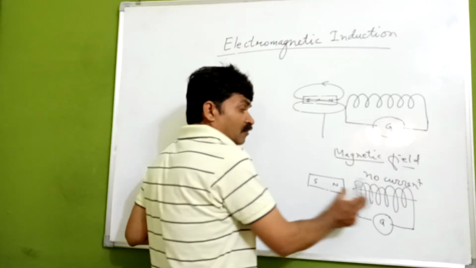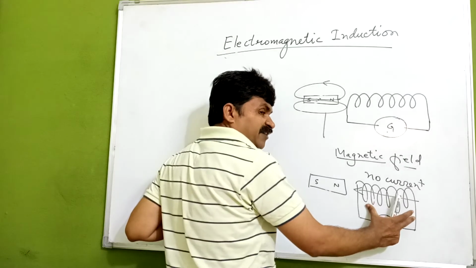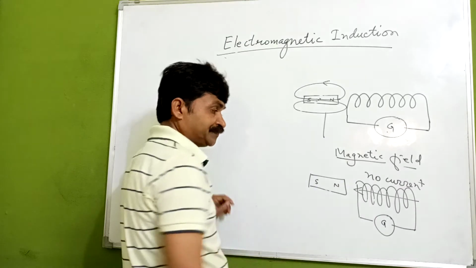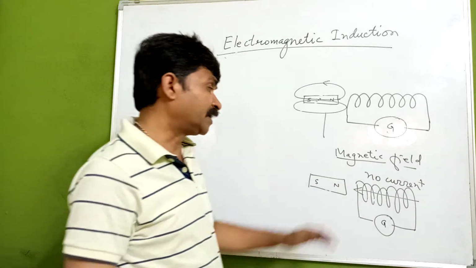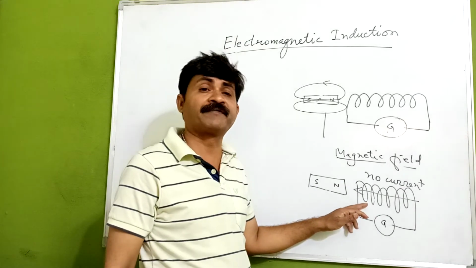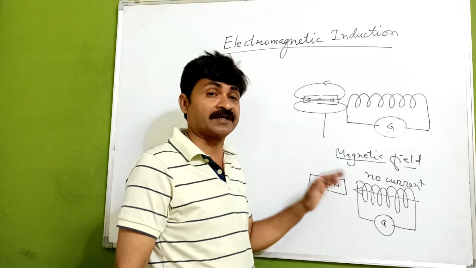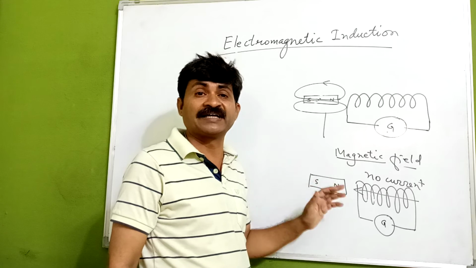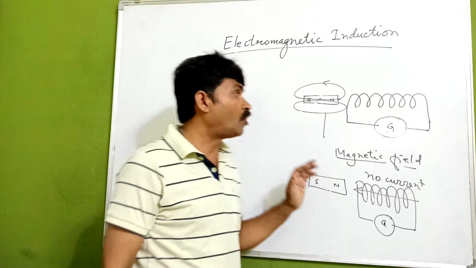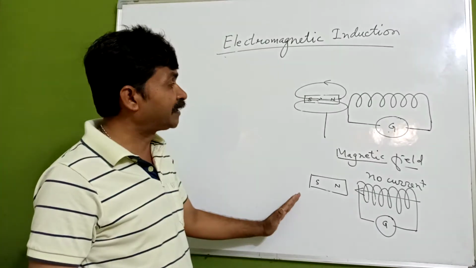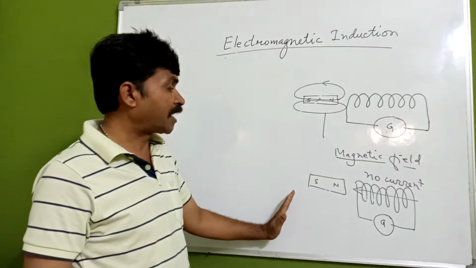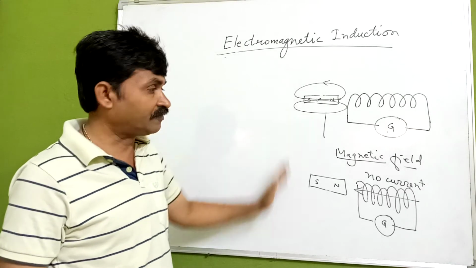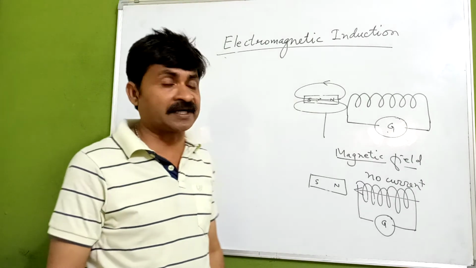Similarly, if the coil is kept fixed, with no movement of the coil near the magnet, then again there will be no flow of current because there is no EMF generated. No EMF is generated because there is no change in the magnetic field lines. So basically, electromagnetic induction, which is explained by Faraday, he has given Faraday's law of electromagnetic induction.